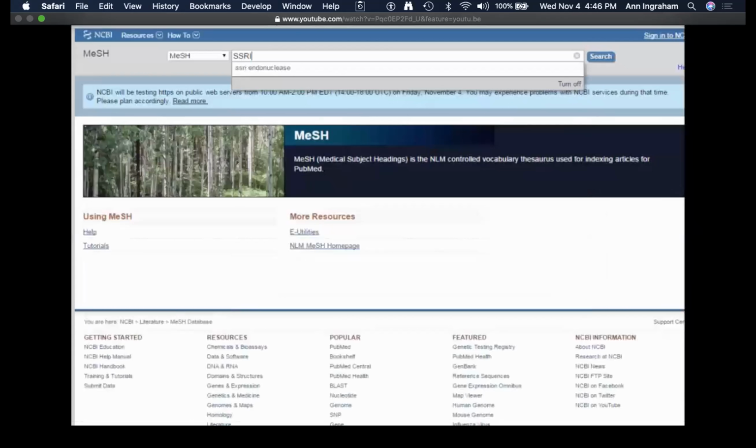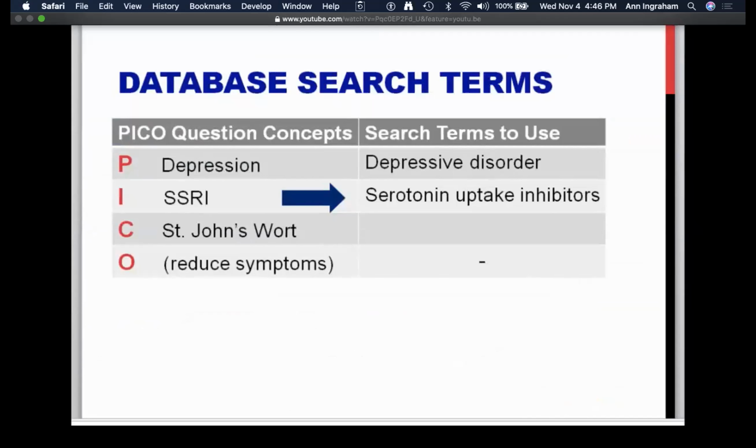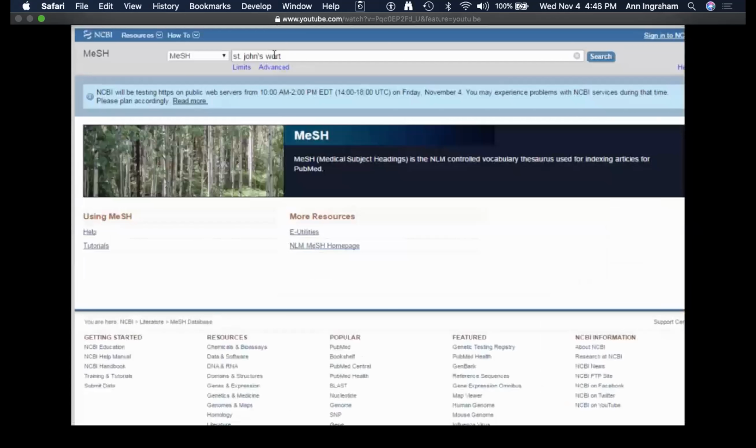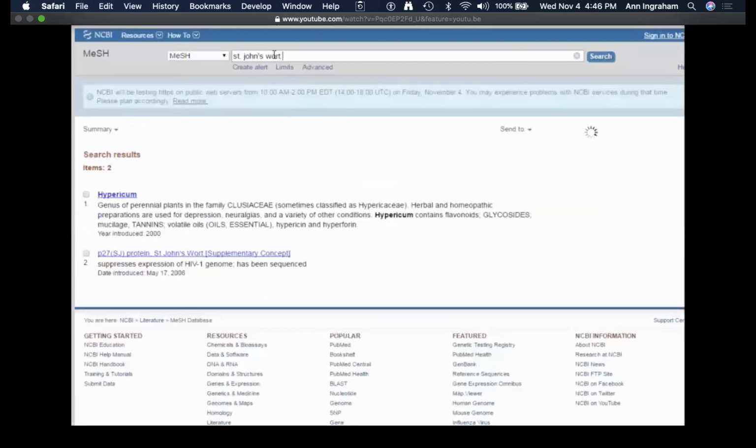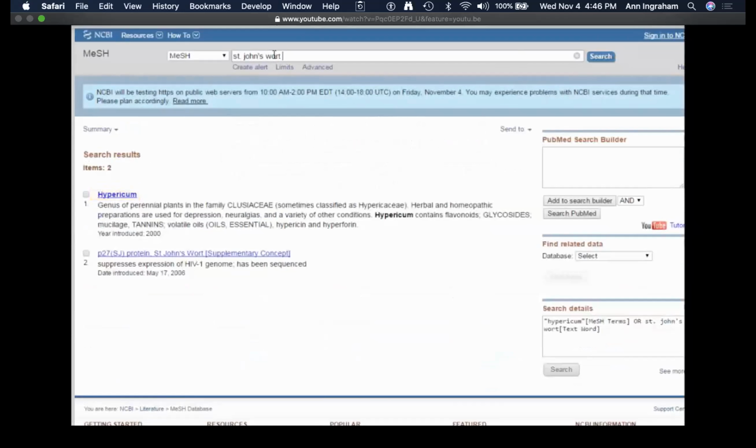Let's find the next term. St. John's wort does have a different MeSH heading that's different from the more commonly used term. This is a good example of a time to use the OR operator in a search so that you can retrieve everything that uses either the term St. John's wort or the term hypericum.